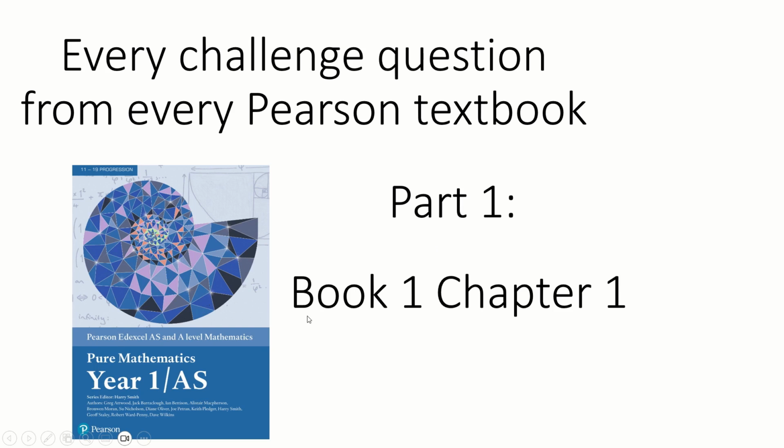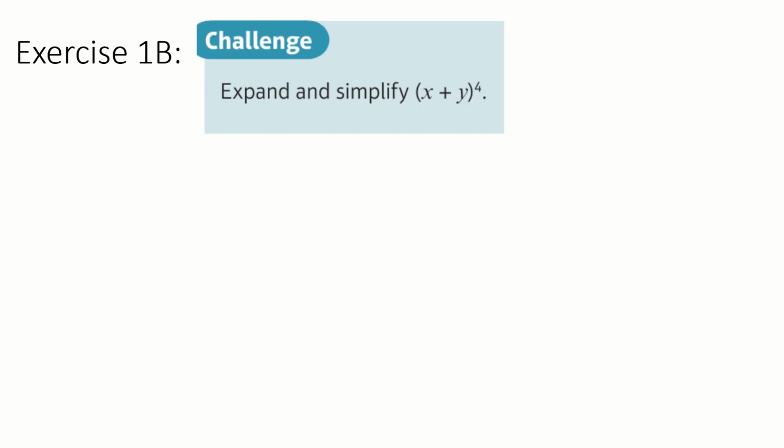Now, as you may be able to guess, the chapter one from book one challenge questions are insultingly easy, but there's nothing I can do about that. If you know binomial theorem and you know your coefficients for 4 are 1, 4, 6, 4, 1, then this is even easier than that.